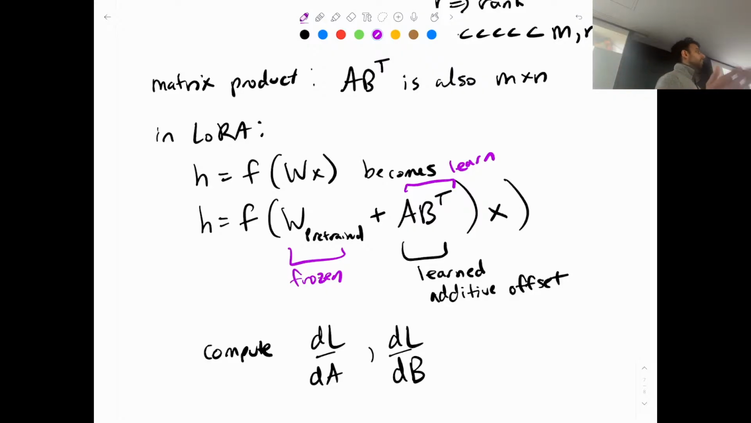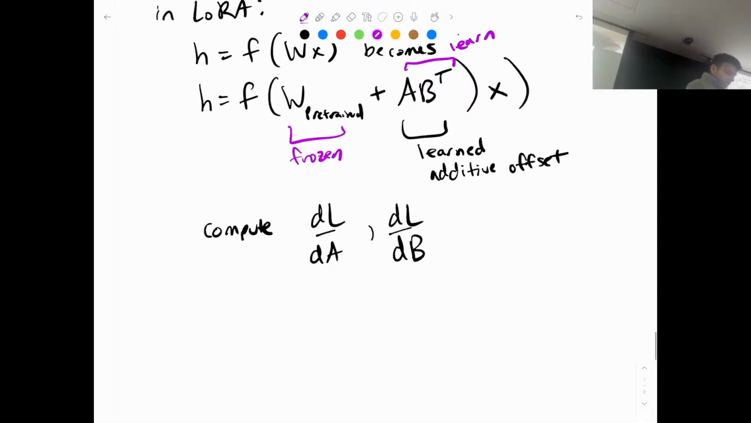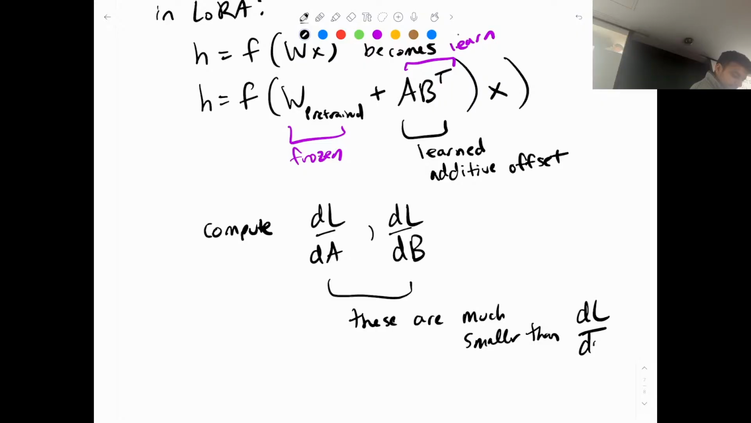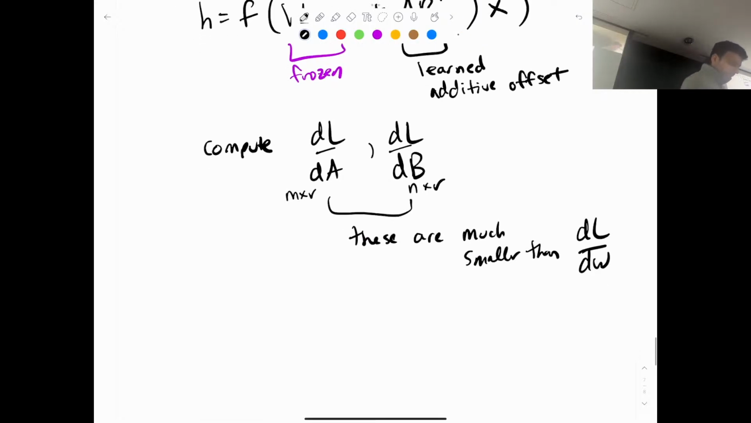If that's not clear to you, you should work this out yourself, do a simple example to see exactly how much you're saving here. So just again to restate, these are much smaller than DLDW. Both of these are M cross R and N cross R, where R is very, very small.